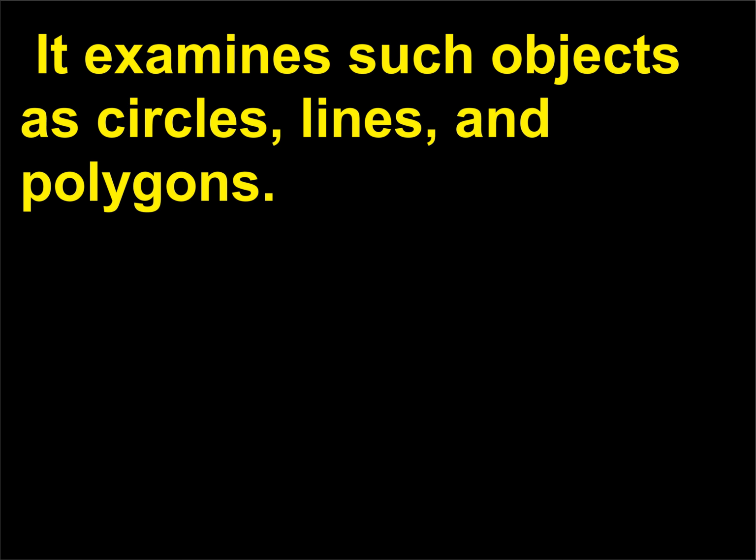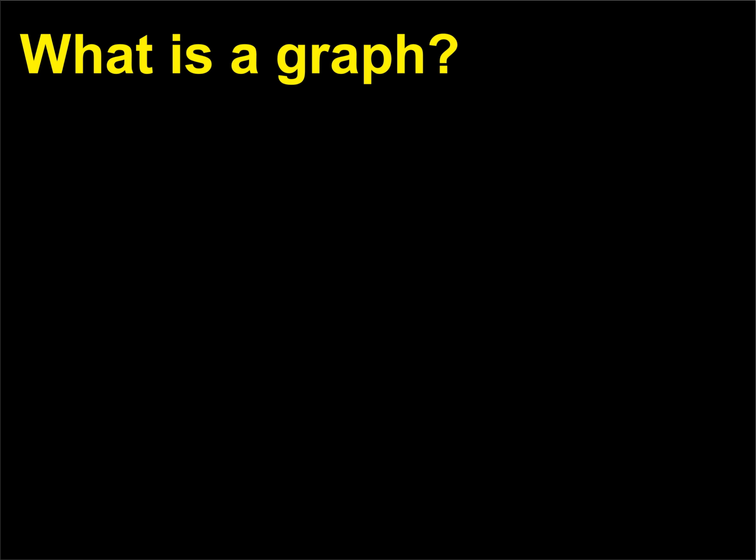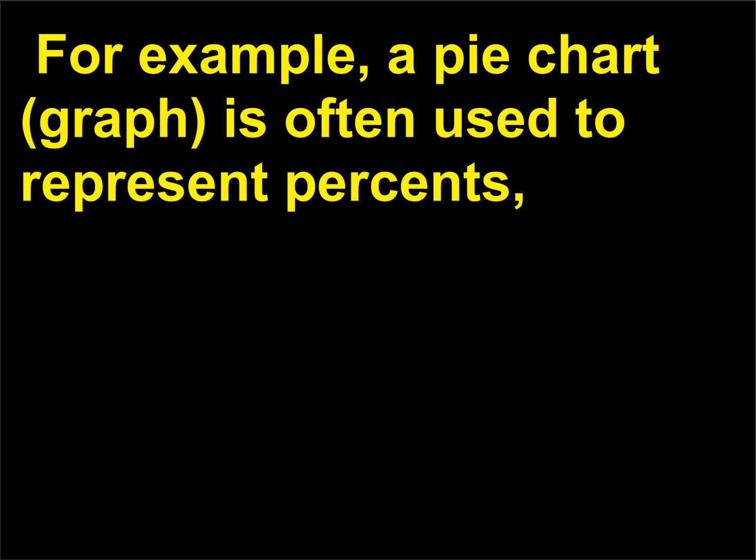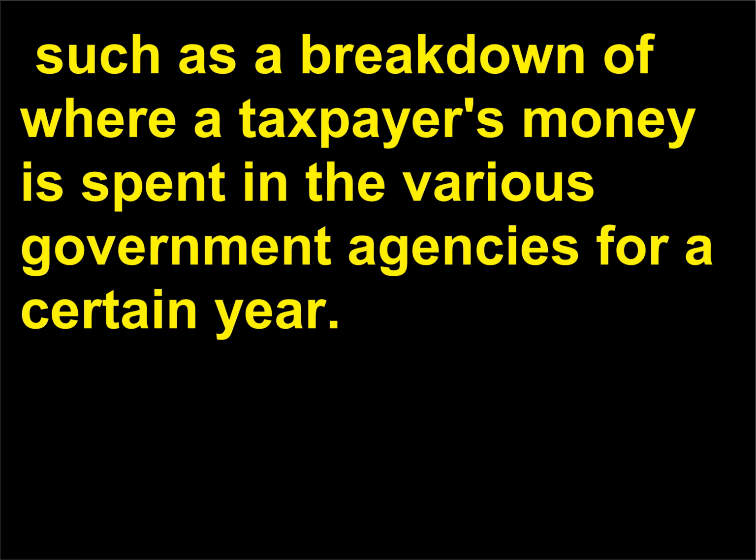What is a graph? The term graph has several different meanings in mathematics. It can mean the interpretations of numbers, including bar graphs, pie charts, and line graphs. For example, a pie chart is often used to represent percents, such as a breakdown of where a taxpayer's money is spent in the various government agencies for a certain year.